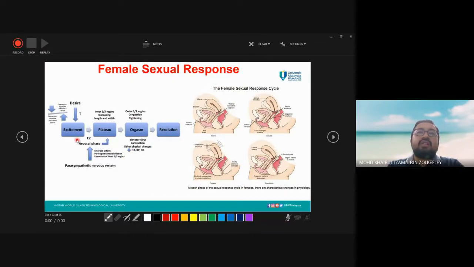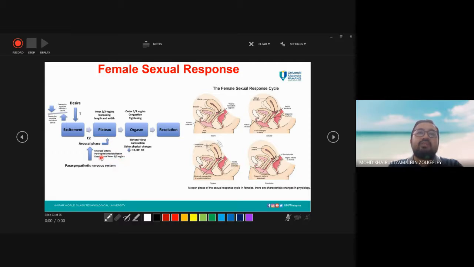Okay, apa yang berlaku ketika sexual response lebih kurang macam male juga, ada excitement, desire. Okay, daripada ada dopamine sensitive accessory center. Okay, and then ada arousal phase. Parasympathetic nervous system akan menyebabkan enlarged clitoris, perivagina artery dilatation and expansion of inner to third vagina.